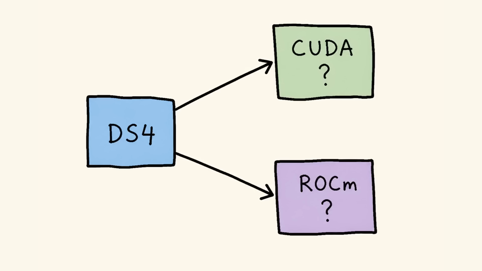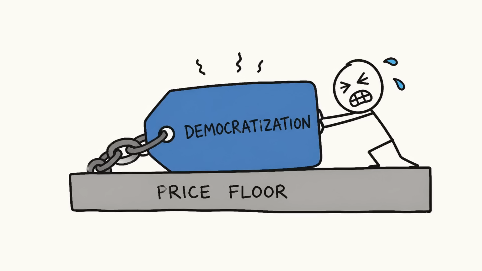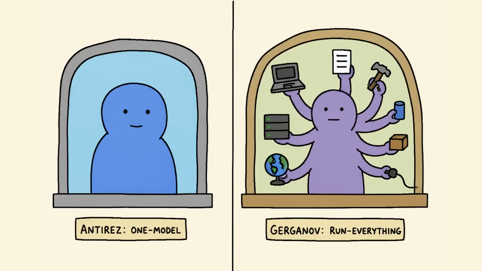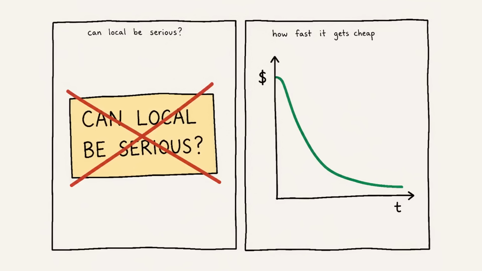What to watch? Whether the CUDA and ROCm backends mature enough to make this real on cheaper hardware than a maxed out Mac. Because the price floor, that's the thing holding the democratization story back. And watch whether Antirez's narrow, one-model approach or Gerganov's run-everything approach wins the next year of local inference. That argument isn't settled. But the question itself changed. It used to be whether local could be serious. Now it's how fast it gets cheap.